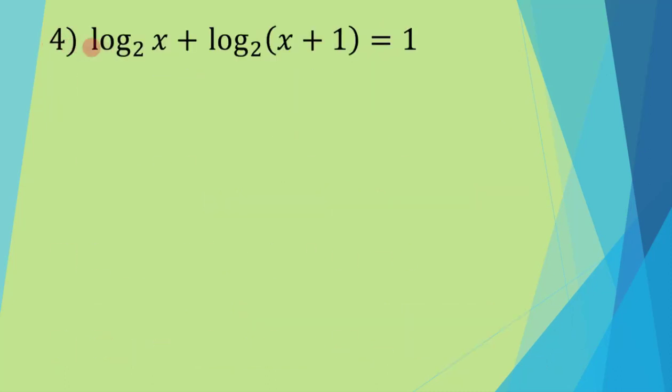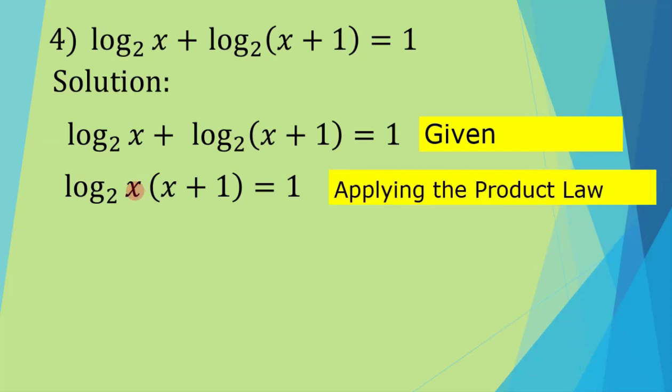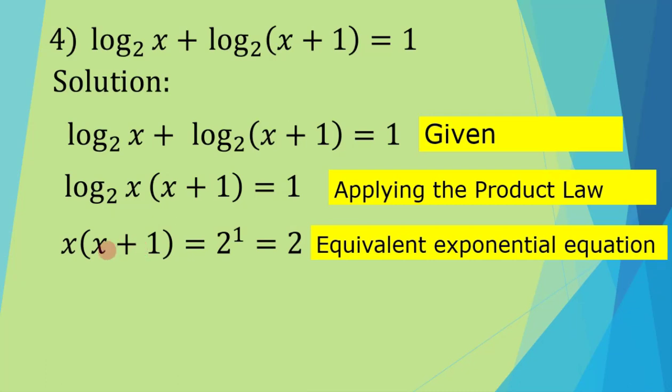For number 4, we have log of x to the base 2 plus log of quantity x plus 1 to the base 2 equals 1. Solve for x. We have here the given, and then we apply the product law because of the plus sign here, and they have the same base, so we put them under one log: log of x times quantity x plus 1 to the base 2, equal to 1. Then we transform to its equivalent exponential equation. So x times quantity x plus 1 equals 2 raised to 1, or simply 2.